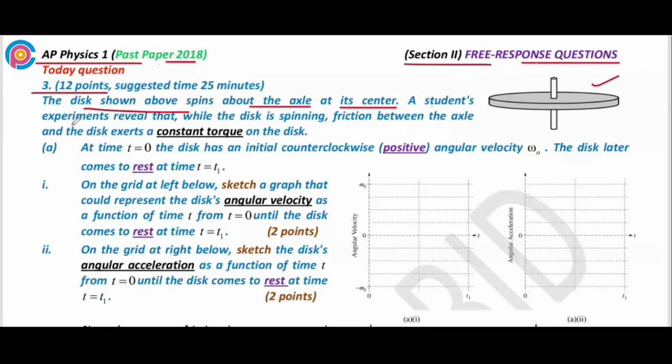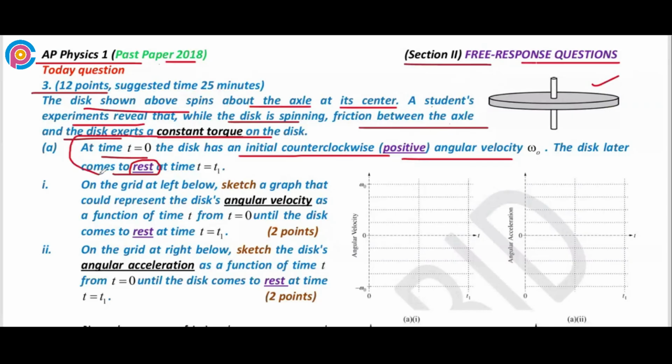The student's experiment reveals that the disk is spinning. The friction between the axle and the disk exerts a constant torque on the disk. At time t equals 0, the disk has the initial counterclockwise positive angular velocity omega naught. The disk then comes to rest. From this, we conclude that this torque is against the motion. Why does it come to rest? Because an external torque is acting, so it is opposing the motion.